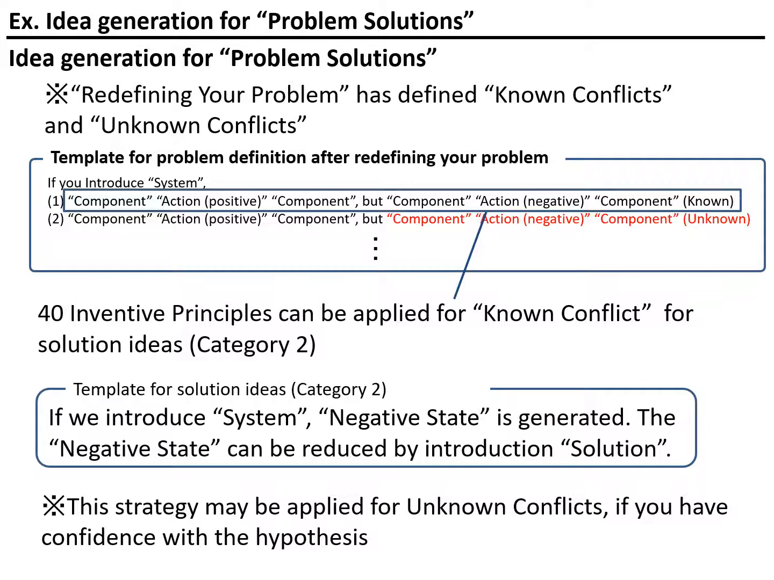So these solution ideas, I would like to categorize into category 2. Then the template for this type of idea could be given by this sentence. If we introduce system, negative state is generated. The negative state can be reduced by introducing solution. So this strategy may also be applied for unknown conflicts, but you could apply it only when you are confident, only when you have confidence in your hypothesis.